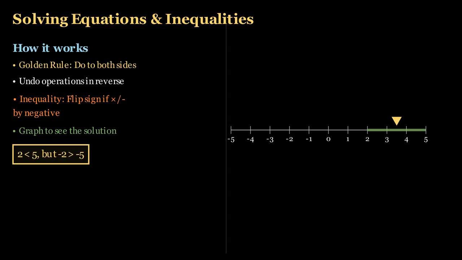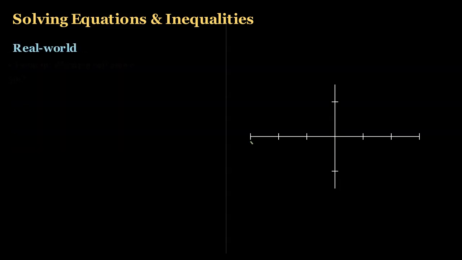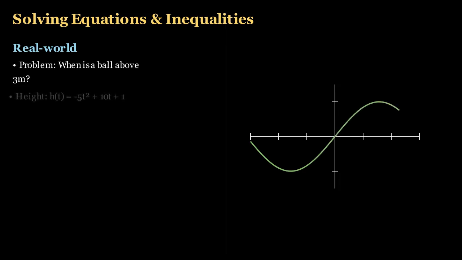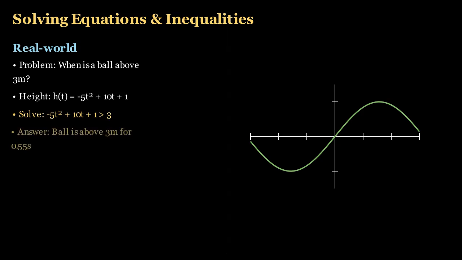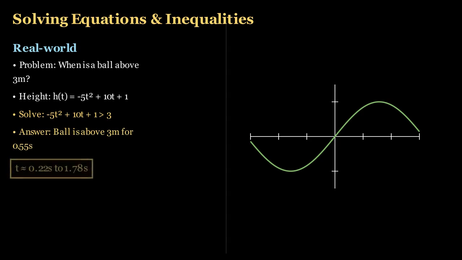First, we make one side 0 by subtracting 3 from both sides, giving us -5t^2 + 10t - 2 > 0. To find the boundary points, we solve the equation where it equals 0. Using the quadratic formula, we get t of about 0.2 seconds and 1.78 seconds. The ball is above 3 meters between these 2 times. The total time is the difference, which is about 1.5 seconds. So the whole idea is that equations give you the exact moments, and inequalities give you the intervals in between.